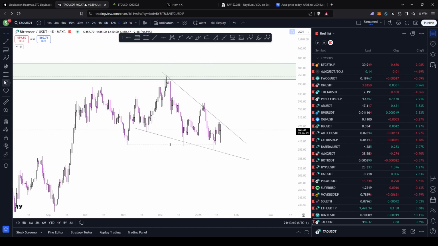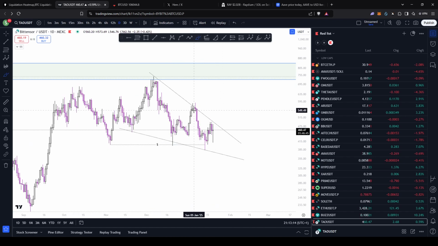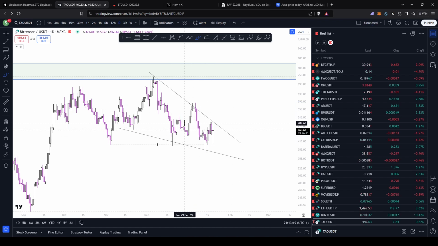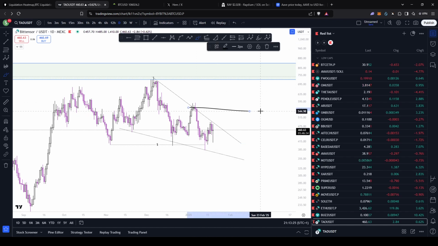Took out the lows twice actually. That's only a wick, and that's a proper sweep. You do have this inverse head and shoulders to worry about. Easy invalidation of this head and shoulders is a breakout of this high.